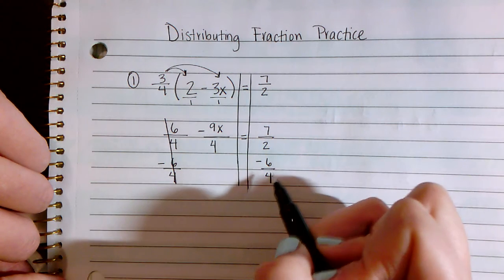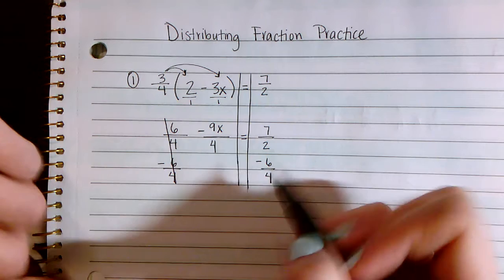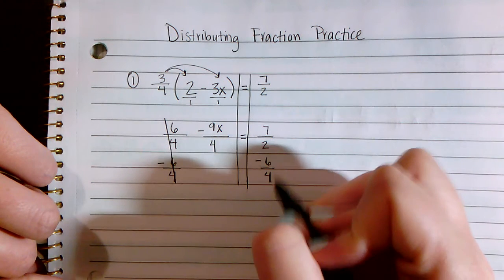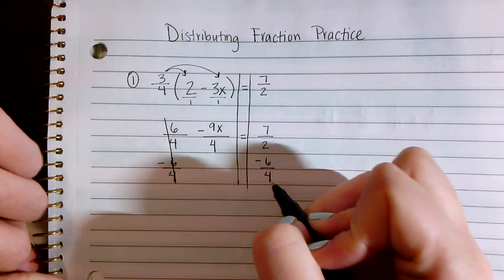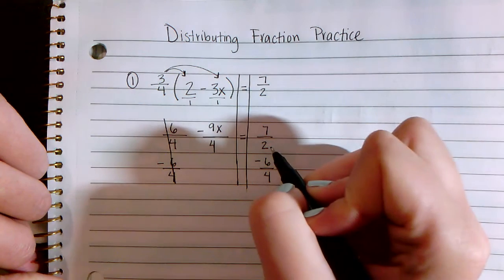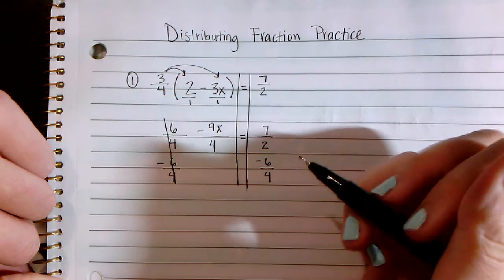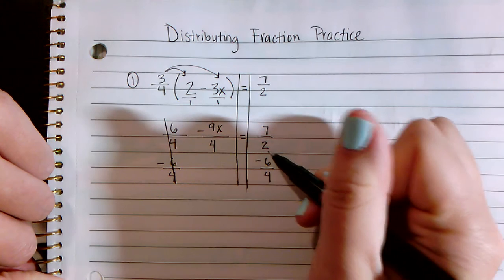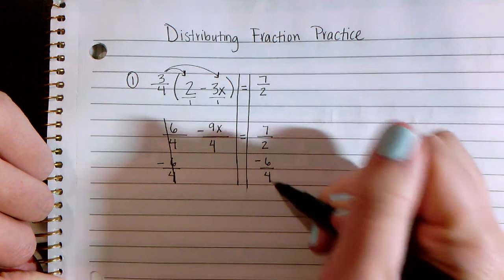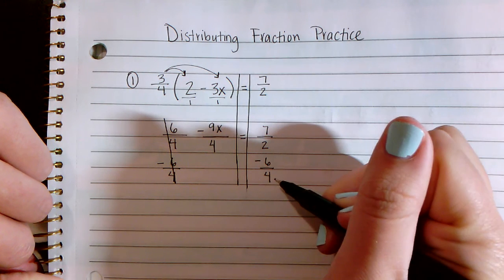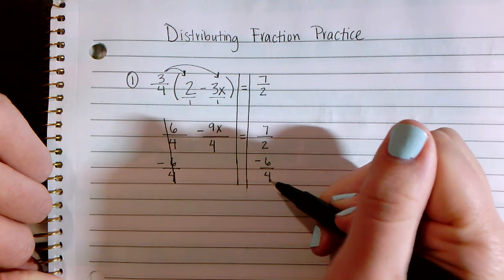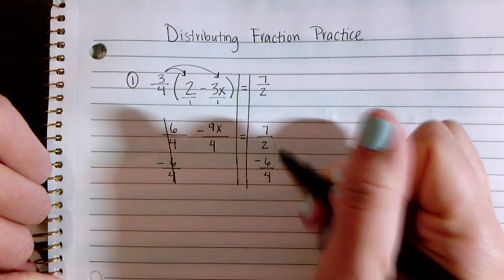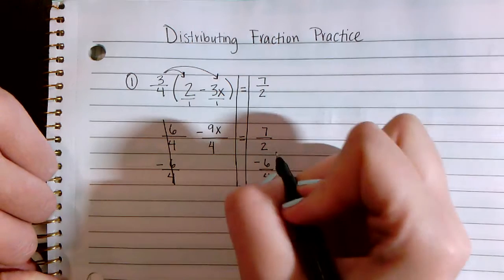However, when you add or subtract, they have to have the same denominator. So we've got to get these to both have a 4 underneath them. Well, this one's got a 4, but this one needs to be a 4 as well. And the reason I chose 4 is because I know that 4 is a factor of 2 and 4 is a factor of 4 as well. So I just chose the smallest number that can go into both of these numbers, which is 4.